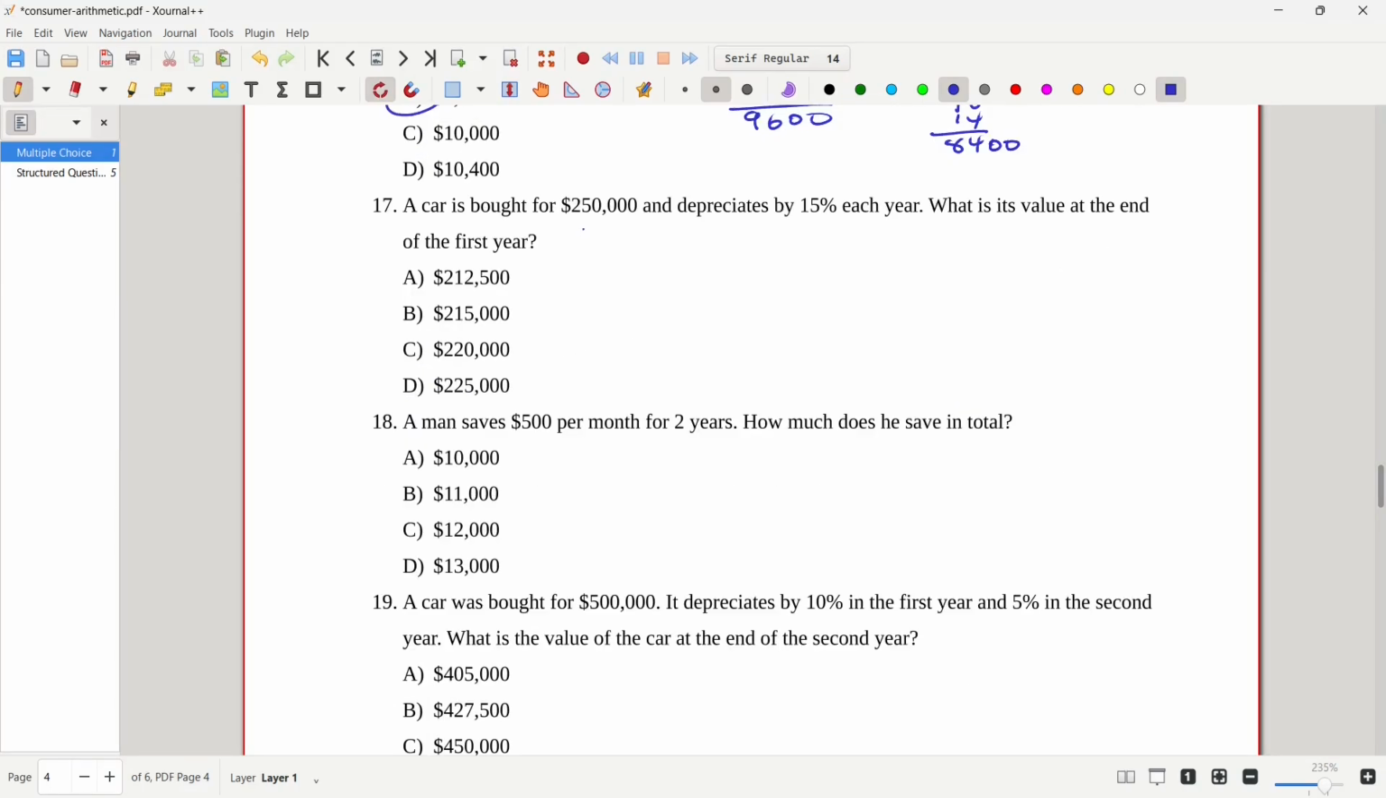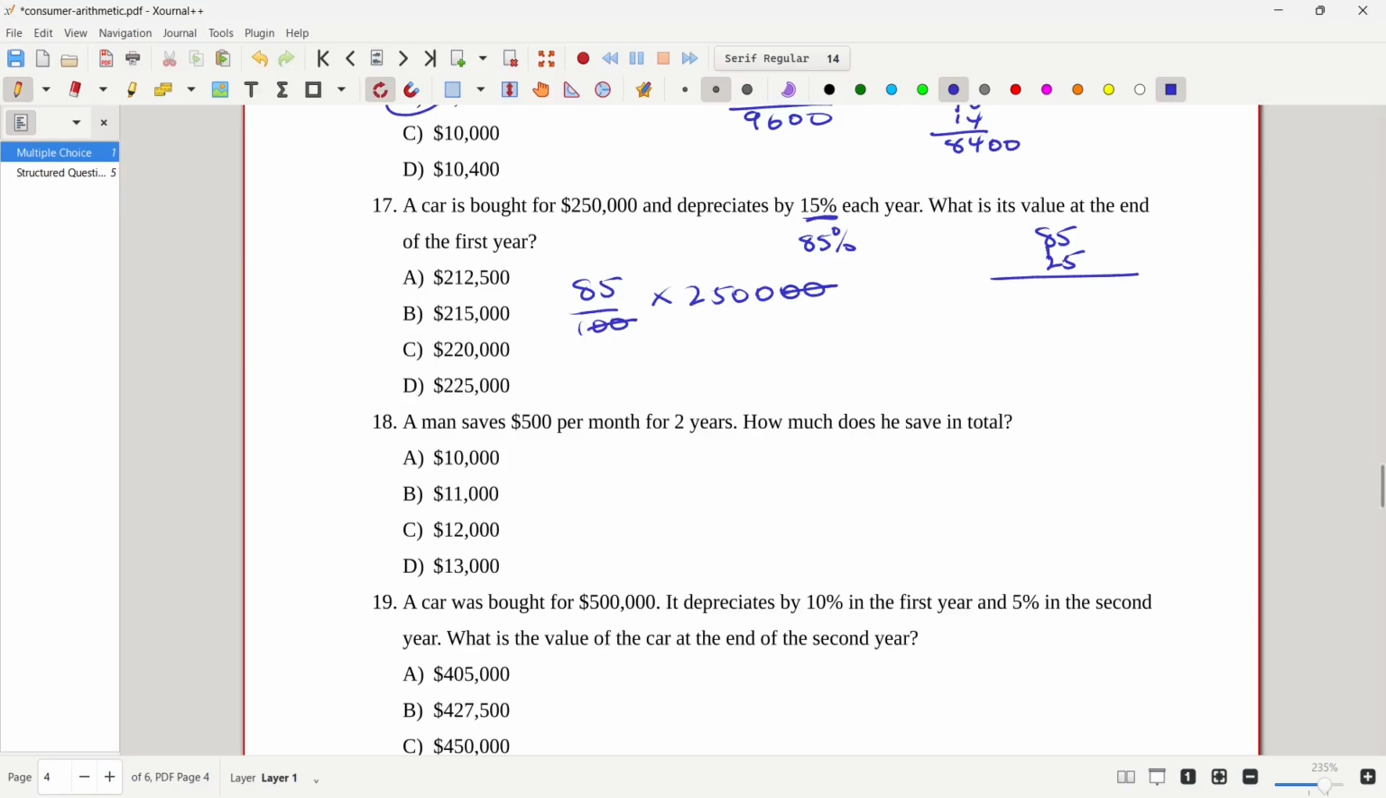A car is bought for 250,000 and depreciates by 15% each year. What is the value at the end of the first year? All right, so if we lose 15% of the original value, then that means we remain with 85%. Okay, so we have 85 over 100 times 250. 2 zeros here, 2 zeros here. We have 85 by 25, and then we add 2 zeros to that answer at the end of it.